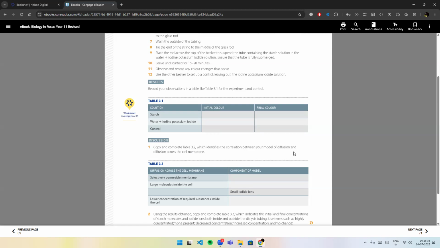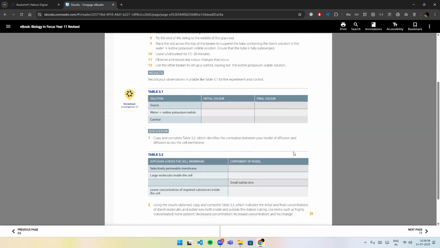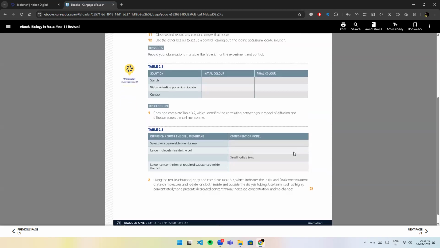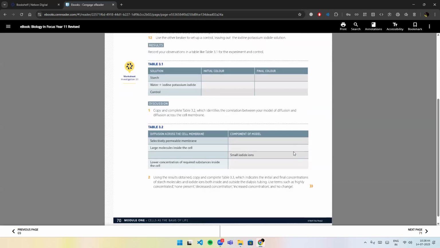Ensure that the tube is fully submerged. Leave undisturbed for 15 to 20 minutes. Observe and record any color changes that occur. Use the other beaker to set up a control, leaving out the iodine potassium iodide solution. Results.